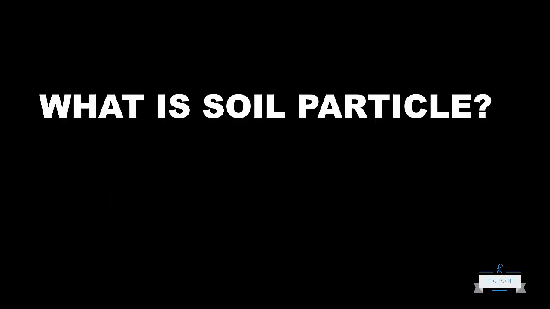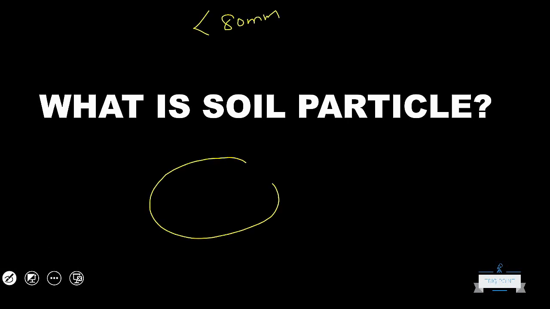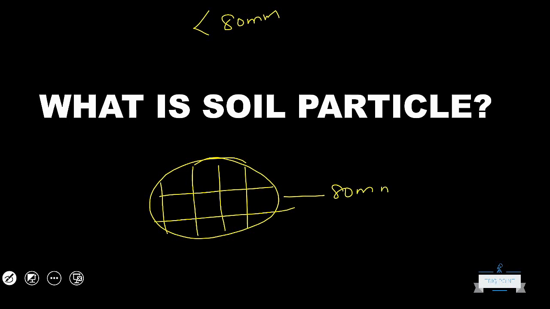Now the soil is formed by weathering action, but it has various sizes of particles. So we have to define what is soil. Generally, we define soil as less than 80 mm. So consider this is a sieve which has a size of 80 mm. That means in this mesh, each square has a size of 80 mm. So when we put some soil in the sieve, the soil particles which pass through the sieve are called soil.